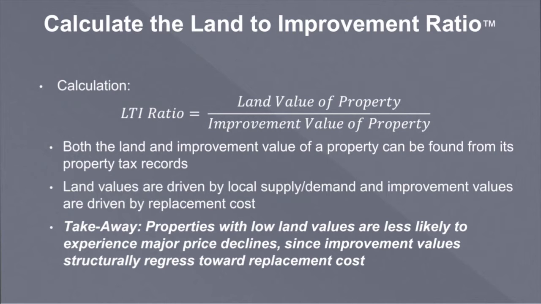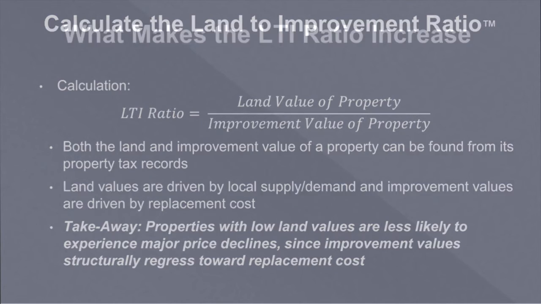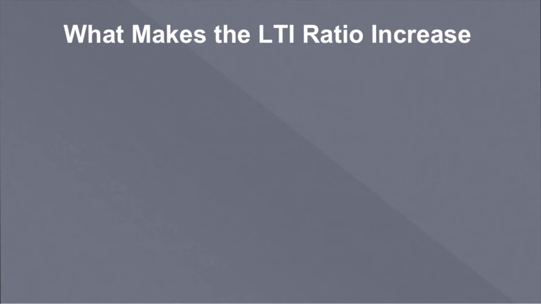So the takeaway is properties with low land values are less likely to experience major declines or fluctuations in either direction, actually. And the improvement values regress toward replacement cost. Now, this is another term that we talk about. It's called regression to replacement cost. That is a very important thing to understand, that you want to invest in these low land value markets because they are far less risky. And as a bonus, the cash flow is much, much better in those markets.